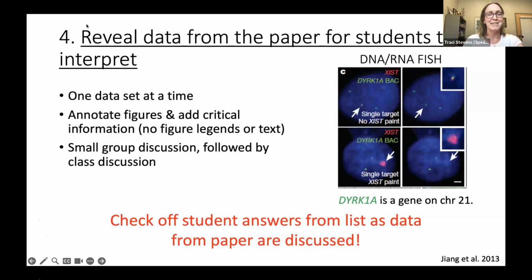Importantly, I wanted to remember to say this: as we're going through this data, I'm checking off that list I created on the board of student ideas for ideas that could be tested. So they're actually seeing that experiments they thought to do have actually been published, and they get to interpret the data and see the results. So that is often very exciting for them to see their ideas are actually valid science ideas.